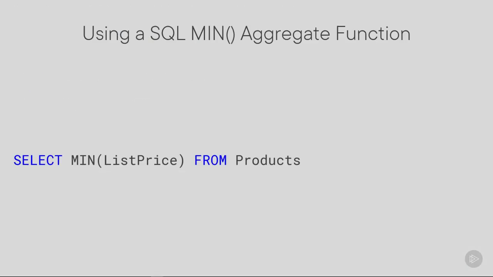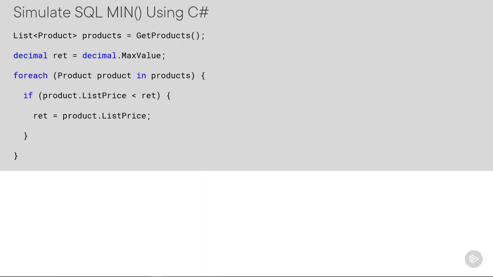And let's take a look at one more example. Maybe you want to get the minimum list price from your products in your table. Select using the min function in SQL. Give it the field name from your products table. You can simulate that using a loop.